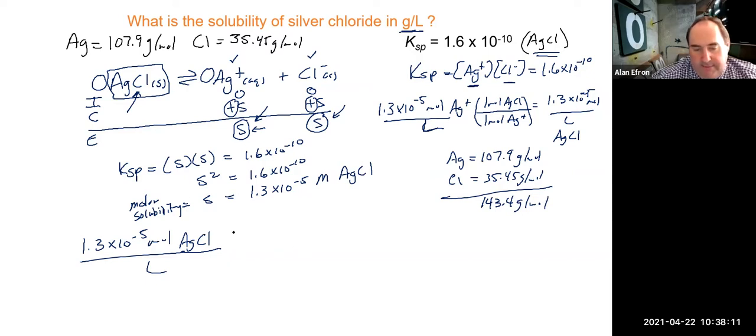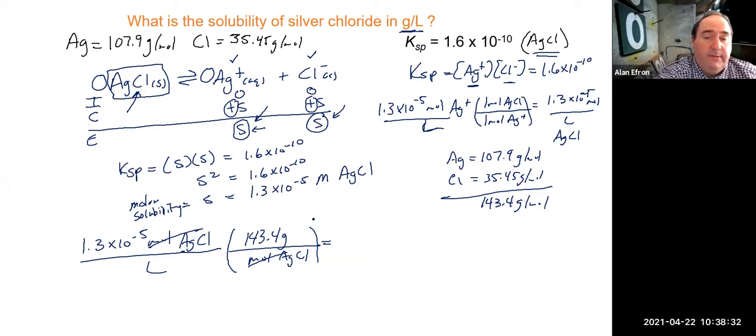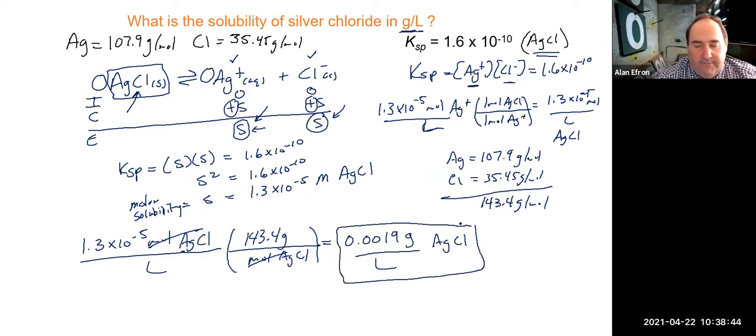We will use that really as a conversion factor. Here, we're going to multiply by that number, 143.4 grams per mole of silver chloride from the periodic table. Moles will cancel, and that will tell us that the solubility here of silver chloride is 0.0019 grams per liter. Any questions on that calculation there?